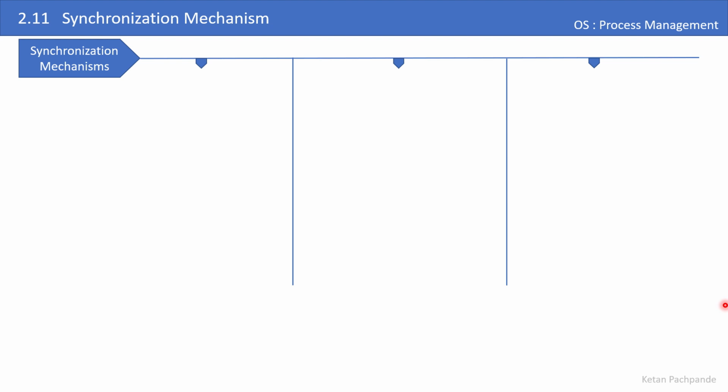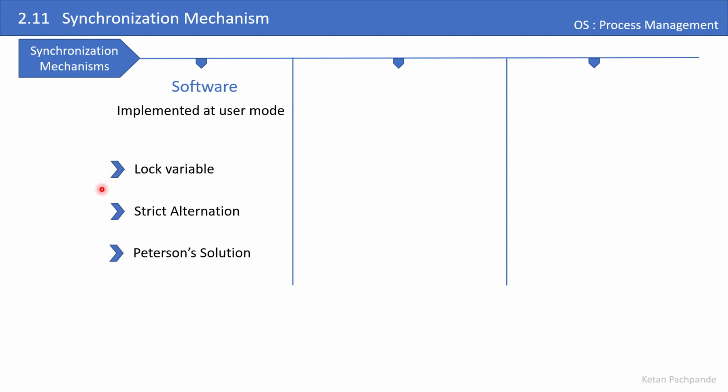Now let me tell you the standard synchronization mechanisms that we are going to discuss. These mechanisms are categorized into three types. The first one is the software type of mechanism, which is implemented at user mode. This means you can write simple C, C++, or any higher level language programs to implement these mechanisms. There are three mechanisms we are going to discuss. The first is called lock variable, the second is called strict alternation, and the third, very popular one, is Peterson's solution.